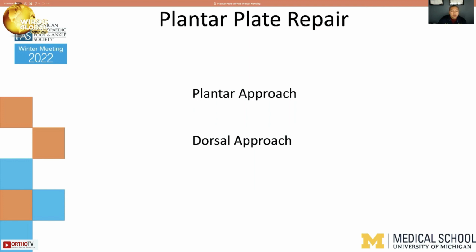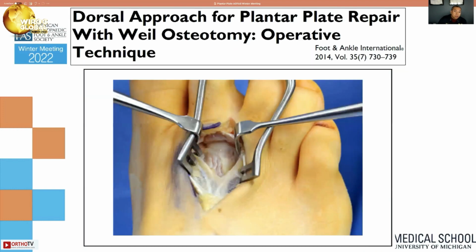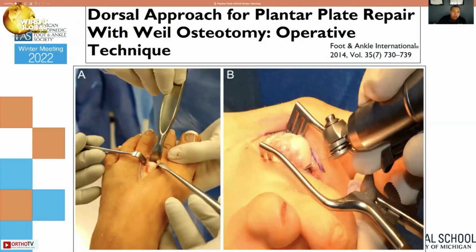And there have been the plantar approach described, as well as the dorsal approach. I've never really done the plantar approach, but as described here, it's a plantar incision, and dissection is taken down to the level of the plantar plate, and a direct repair can be carried out, as seen here. The more traditional approach is the dorsal approach, and what's been described is a dorsal incision, and you retract the extensor tendons. And one of the issues with this is visualization and exposure of the plantar plate.